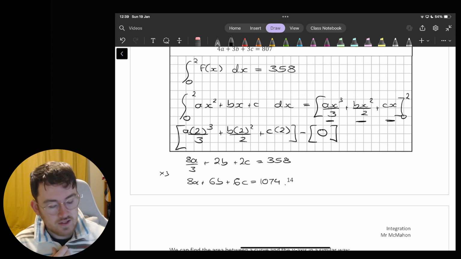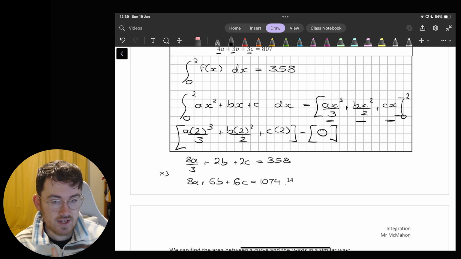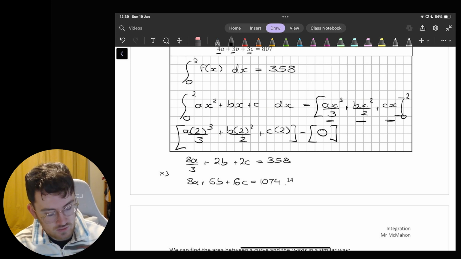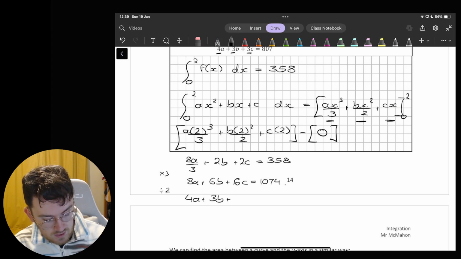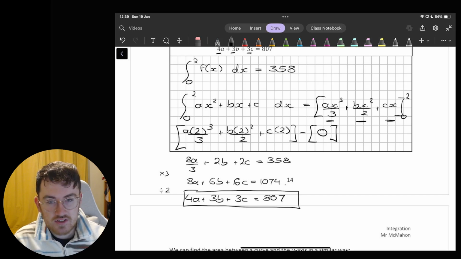Very, very close to my answer here. I'm comparing the coefficients and I can see it should be 433. I have 866. That seems like a factor of 2. So let's divide by 2. 4a, 3b, 3c, and I'm getting 807. And that is indeed my desired answer here. Okay, so a little bit of algebra really is all that's required at the very end there, just to help me answer the very end of that question there.